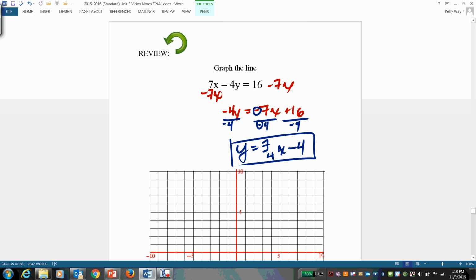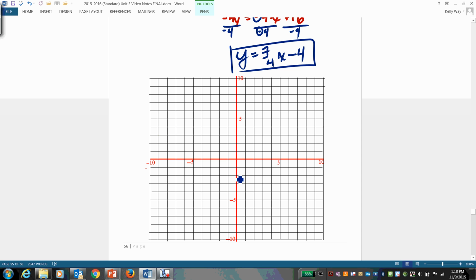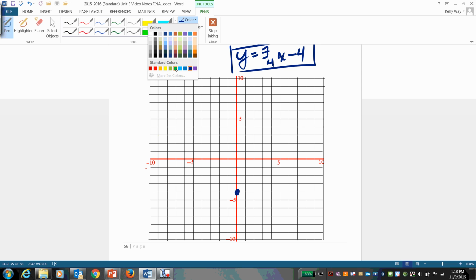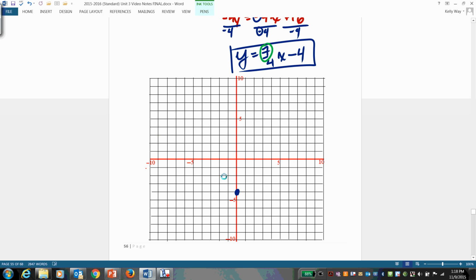To graph that, we start at negative 4 on the y-axis. And it's a positive line. So we're going to bunny hop, rise 7: 1, 2, 3, 4, 5, 6, 7, and run 4: 1, 2, 3, 4. And we have our line. It tilts upward from left to right because it is a positive line. Learning how to graph lines is one of the most essential skills in this class.